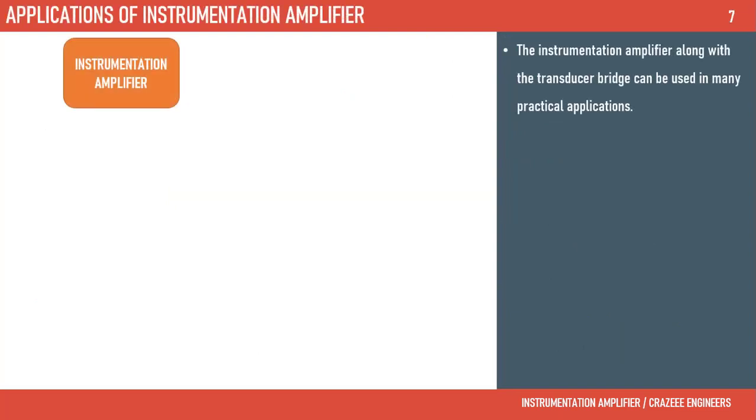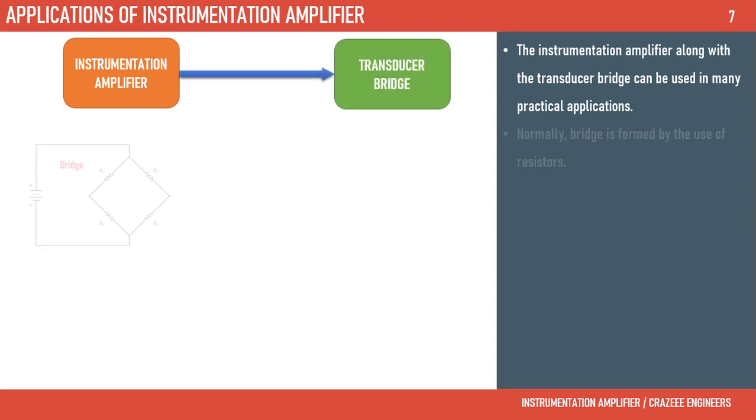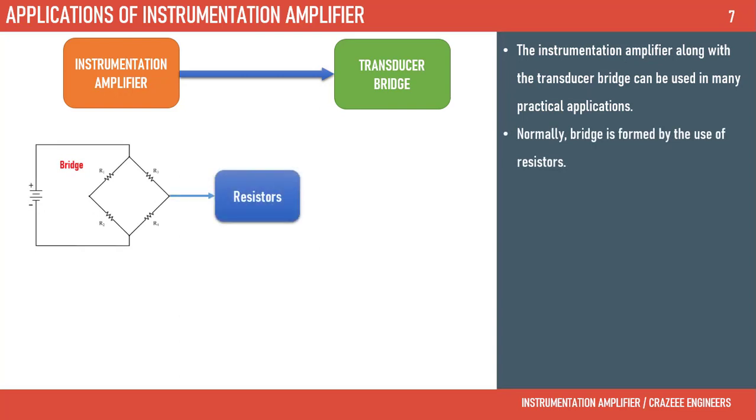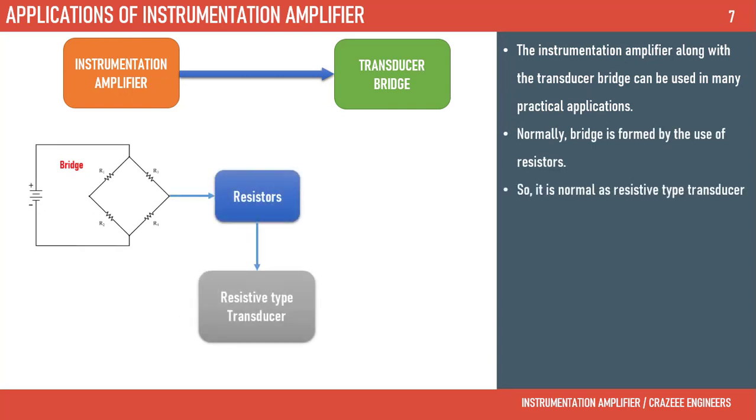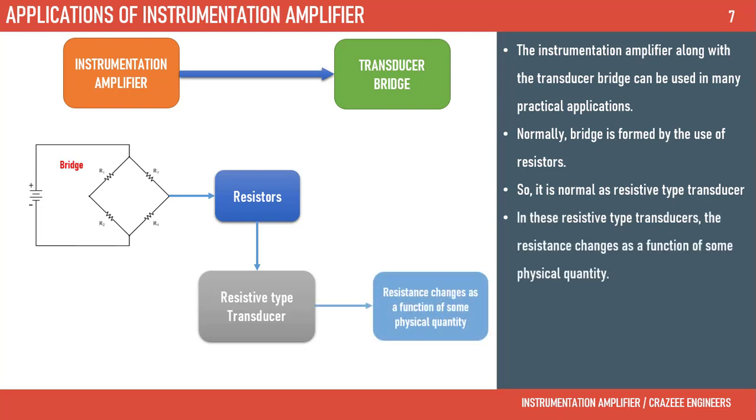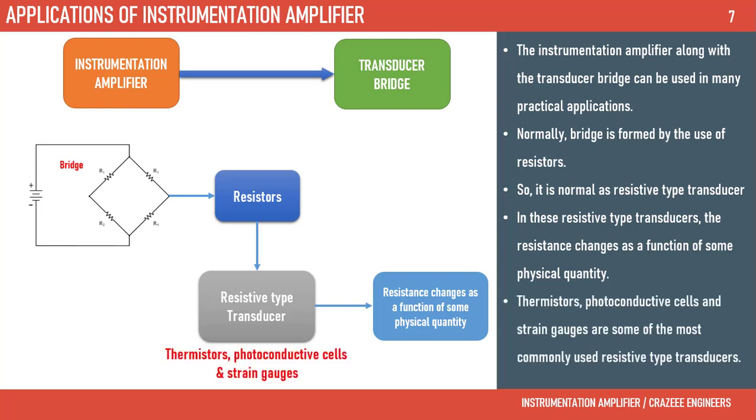Applications of Instrumentation Amplifier. The instrumentation amplifier, along with the transducer bridge, can be used in many practical applications. Normally, the bridge is formed by the use of resistors, so it is normally a resistive type transducer. In these resistive type transducers, the resistance changes as a function of some physical quantity. Thermistors, photoconductive cells, and strain gauges are some of the most commonly used resistive type transducers.